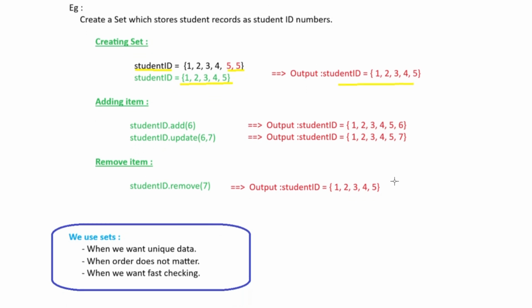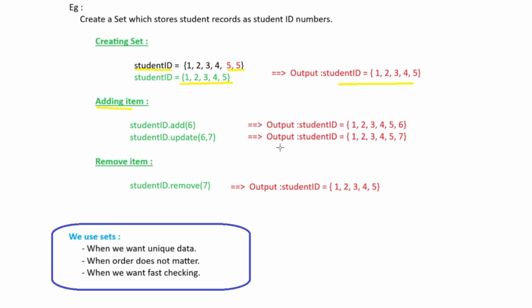Adding items to a set. Now, let us talk about adding items to a set. We can add new values to a set. But remember, if the value already exists, Python will ignore it. This is useful when you want to maintain a clean collection of unique data.